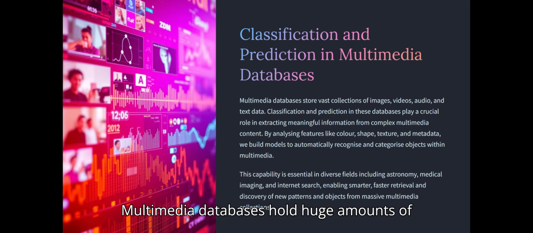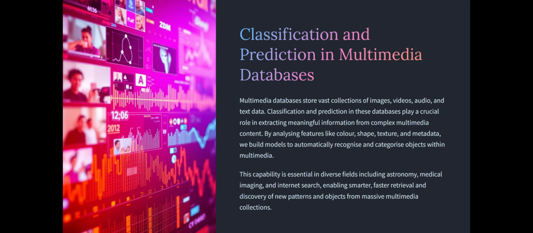Multimedia databases hold huge amounts of images, videos, audio, and text. To make sense of all this information, we use classification and prediction techniques. Classification helps us sort multimedia files into categories based on their features. Example: automatically recognizing and grouping all videos with sports content or all photos that show nature.